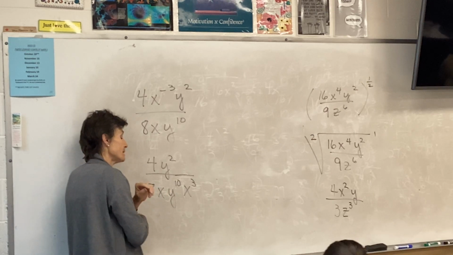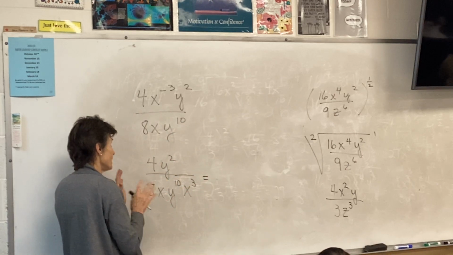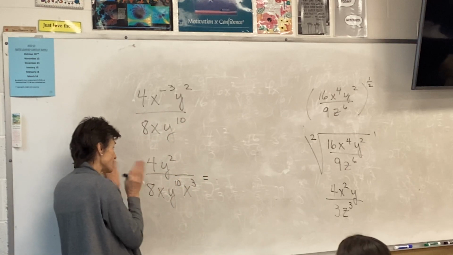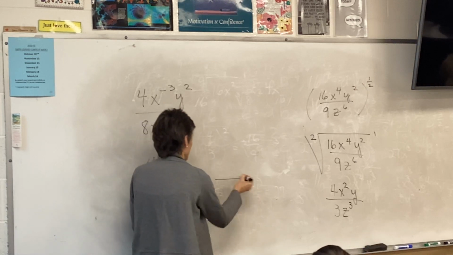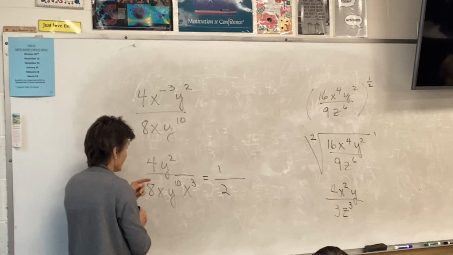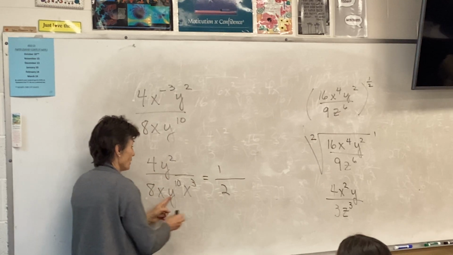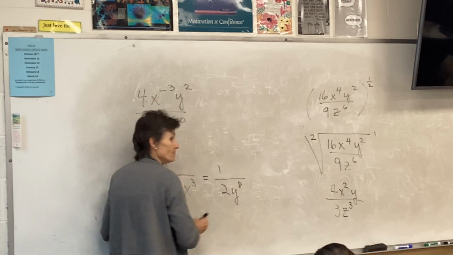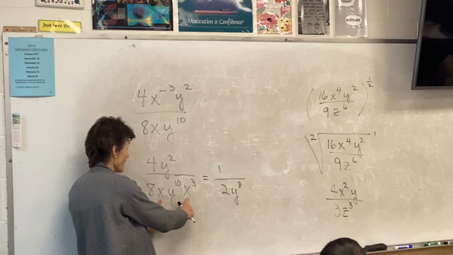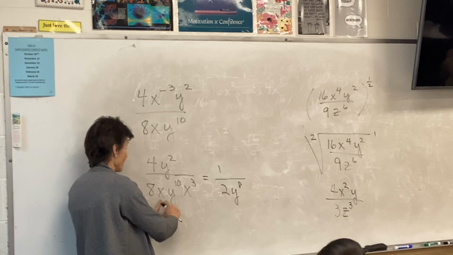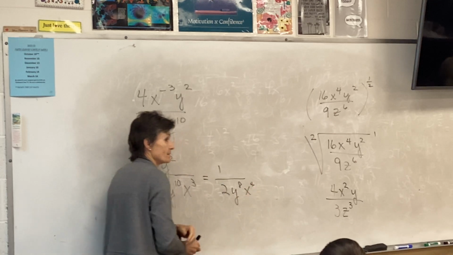Is there any kind of simplifying? There's no radical, so don't do any of that. But is there any kind of just plain and simple simplifying I can do? 4 over 8 is 1 over 2. How about y squared over y to the 10th? Y to the 8th on the bottom. And then x to the 4th. How many x's do we have all together? These are all on the bottom now. So you got 1 and 3, you got 4. There's your answer.